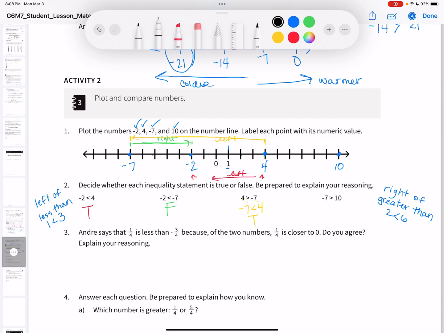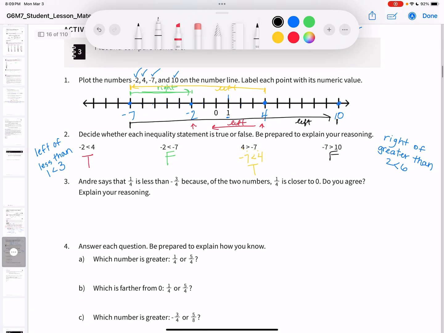All right, let's go here. Negative 7 is greater than 10. So that's saying negative 7, which is right here, is greater than 10, which is saying it's to the right of 10. It is not to the right of 10. It is to the left of 10, so it's less than. So this is false. Okay?